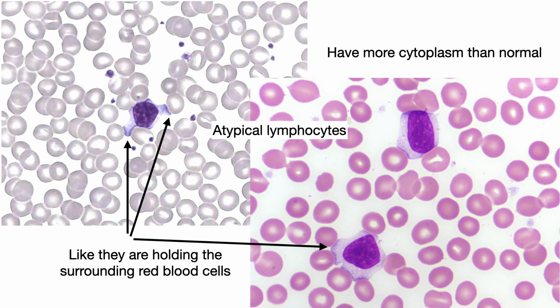So these are atypical lymphocytes. You can see that the lymphocytes have a fairly abundant amount of cytoplasm. You can actually see it, whereas you don't see it normally. And then, like I said, it looks to me like they're holding on to the surrounding red blood cells. I've always used that. I think somebody explained that to me that way, and it just stuck in my mind.